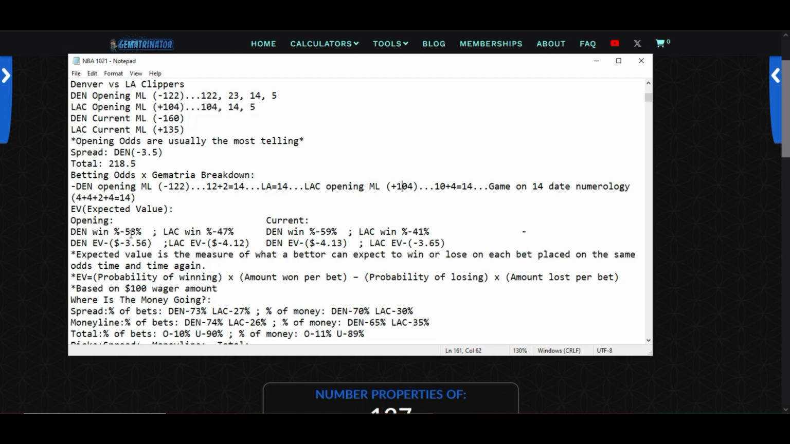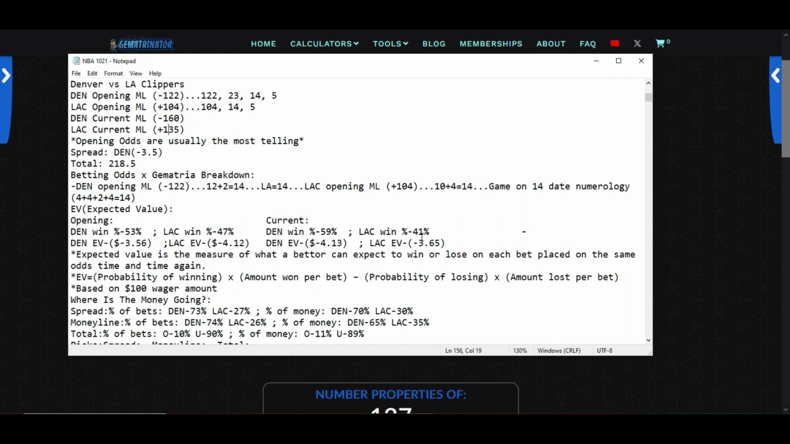All right, win percentage based off of the expected value. Off the minus 122 for the Nuggets, 53%. Plus 104 for the Clippers, 47%. Minus 160 currently is the Nuggets money line, 59% win percentage. 41% win percentage based off the plus 135 for the Clippers, who are underdogs in this game.